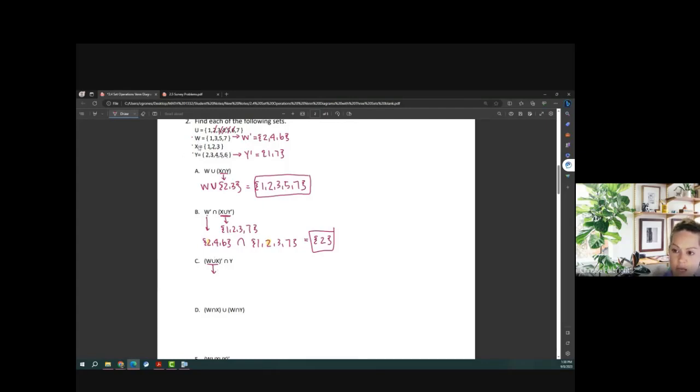So W and X, whenever we union those together, W has 1, 3, 5, 7. X has 1, 2, and 3. So we're going to join those together. 1, 2, 3, 5, and 7. And we want to find the complement of that. So the complement of that, we would go to our universal set and find the numbers that are left after we cross these out. So we have 1, 2, 3, 5, and 7. We are left with 4 and 6.